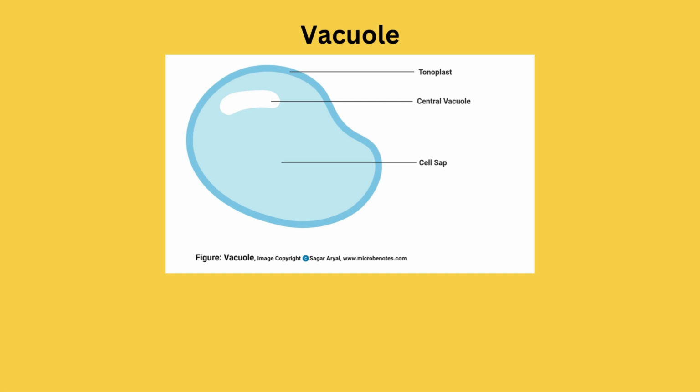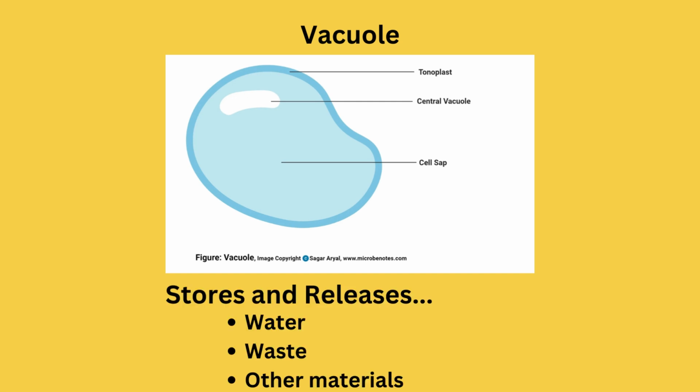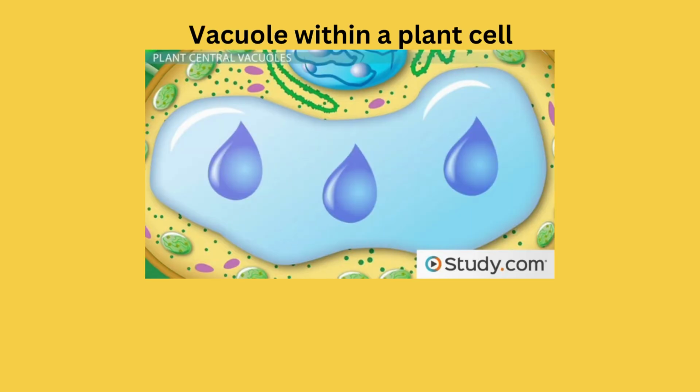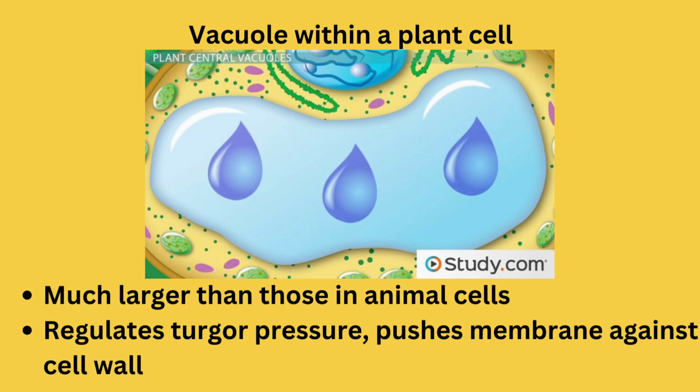The next component is a vacuole, which are sacs that store and release waste, water, and other materials. They are found in eukaryotic cells. Vacuoles are larger within a plant cell and have specific functions within a plant cell, such as the regulation of turgor pressure, which pushes the plasma membrane against the cell wall within a plant cell.